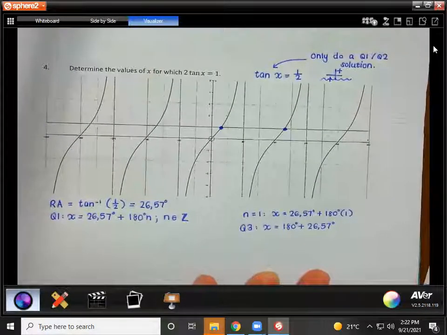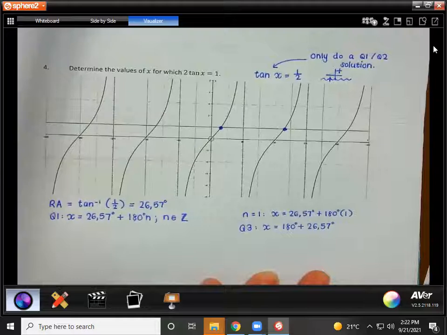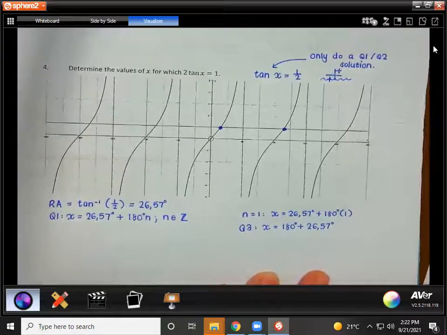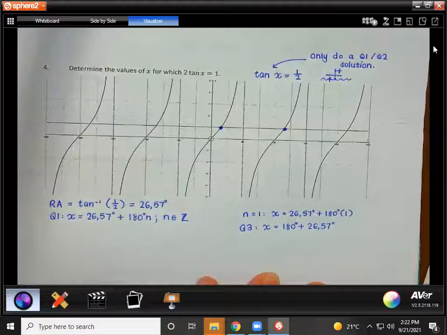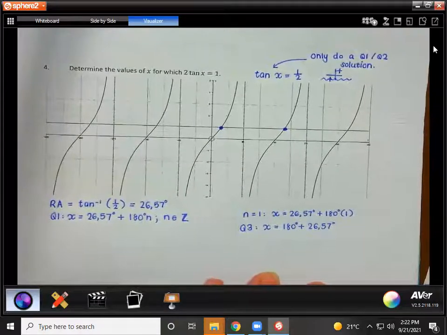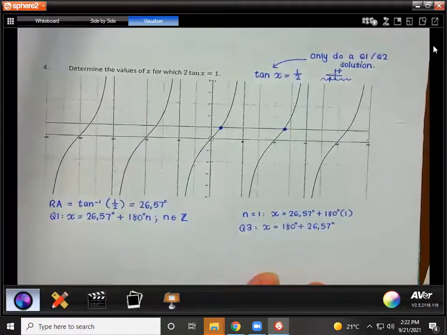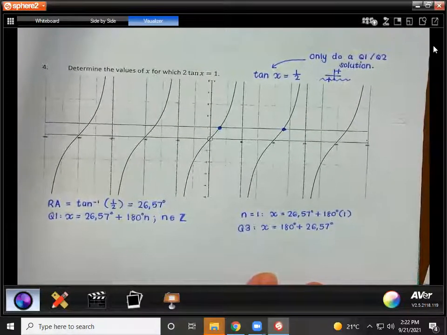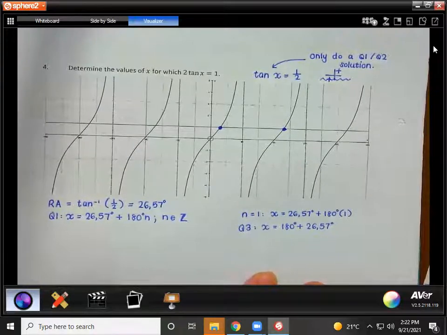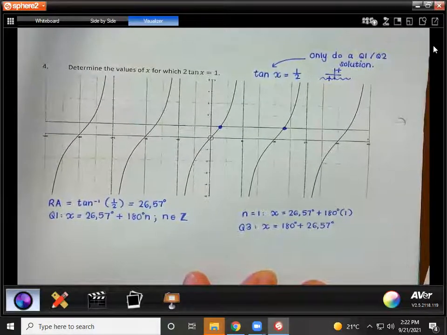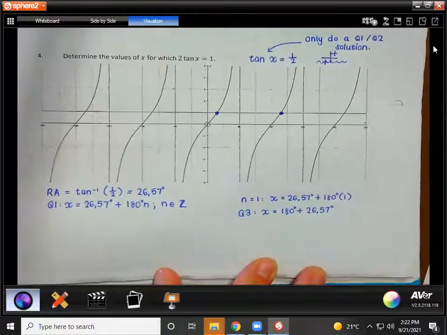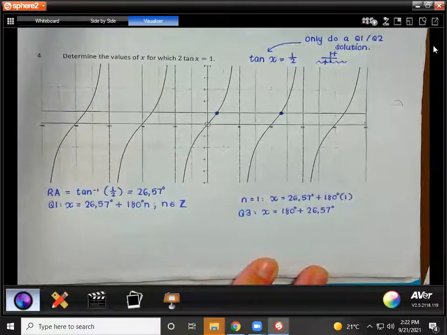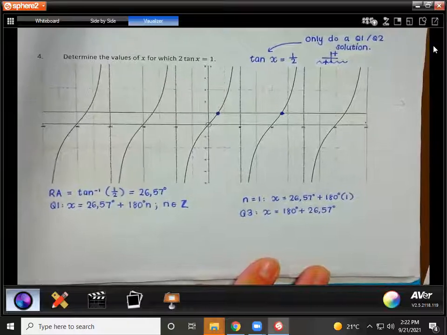Now guys, the thing is, if you forget that, if you do a quadrant 3 solution as well, you won't lose any marks. Okay, so if you forget in a test or exam, oh, for tan, I only have to do the one, and you actually do both, you won't lose any marks for doing that. It will obviously just take more time. Okay, so you can do a quadrant 3 solution if you're confused by the whole concept, but you don't have to.